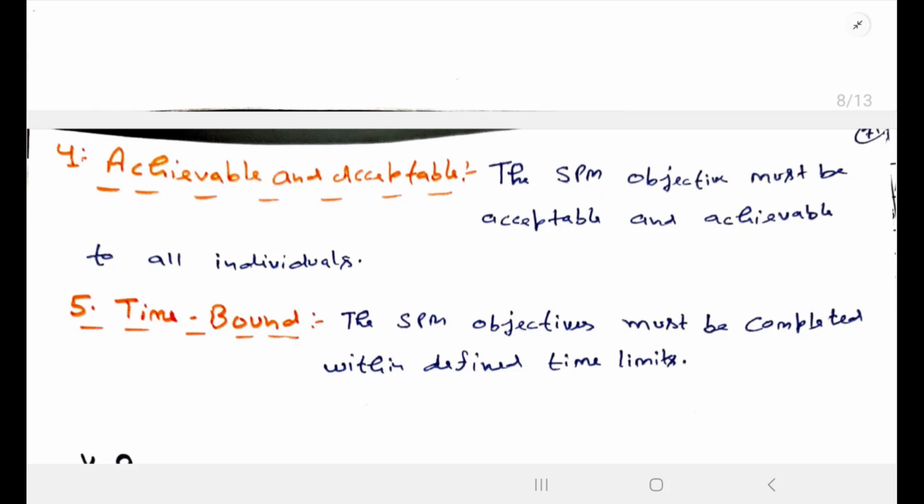The last one is time bound. The objective must be completed within defined time limits. As we have a limited time to complete a project, the objective should not be over time.